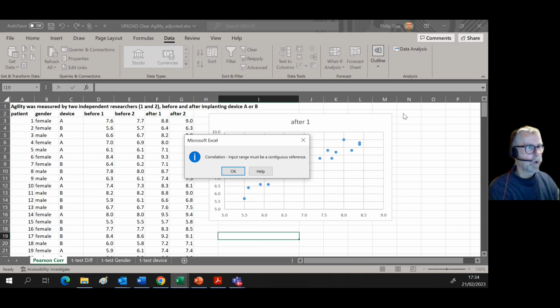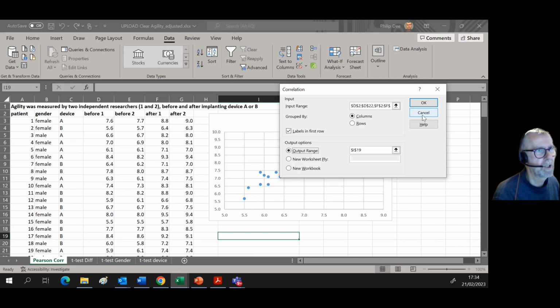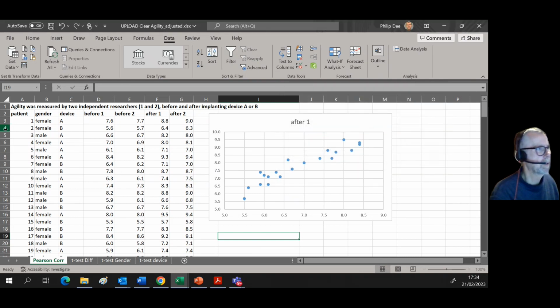Yeah, it does. It says your input range must be a contiguous reference. I've tried no end of dead ends on solving this. So what I'm going to do to solve it is to say, well, it must allow me to do it. I'll just click cancel on there for a second.